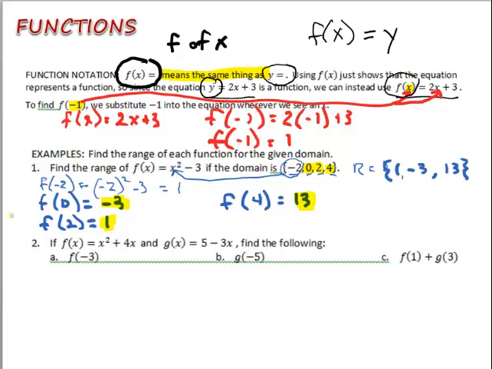In example 2, I give you f of x, I give you a g of x. G of x is the same thing as f of x, it's just a different function, okay? So when I see an f in the problem, I'm going to use the f of x. Okay, so that would be right here. When I see g in the problem, like in B, I'm going to use the g of x for that one, okay? So let's go ahead and try one here real quick.